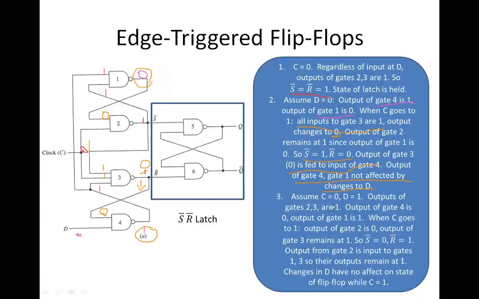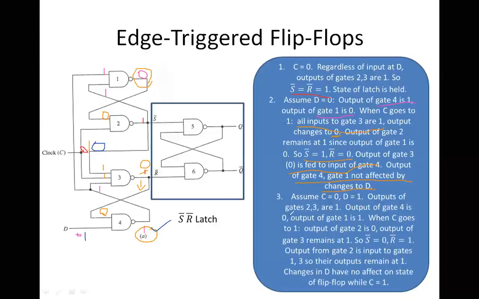Assume C is equal to 0. Okay, the next state. Now I will make C 0, and D is equal to 1. The outputs of gates 2 and 3 will be 1. So 1 into 0 is 0. So gate 4 is 1. So that is verified.